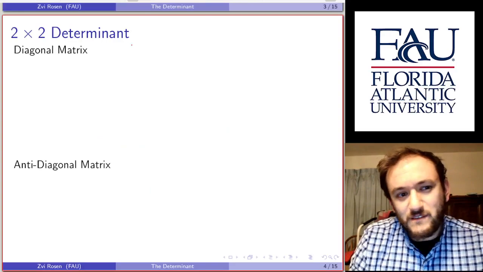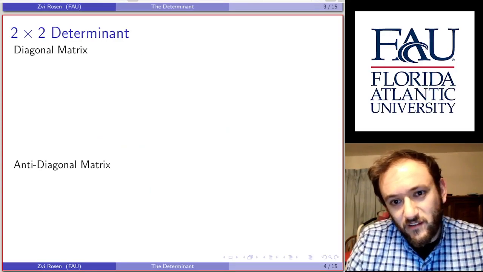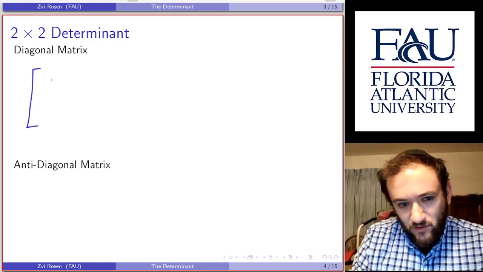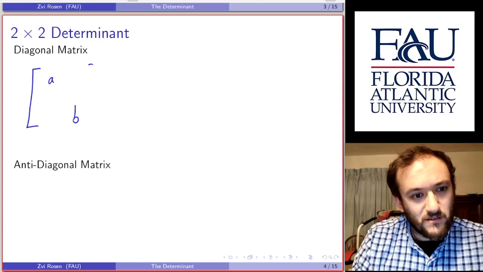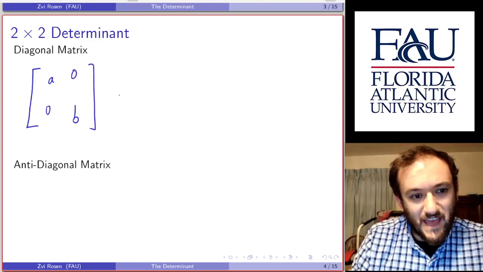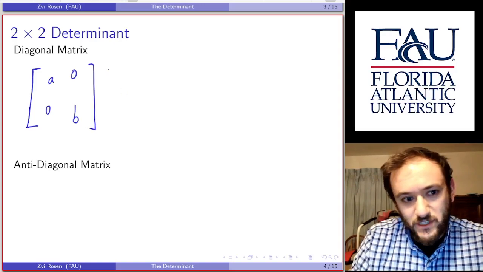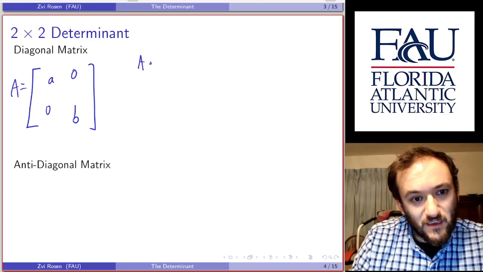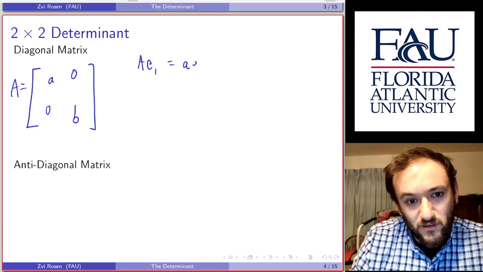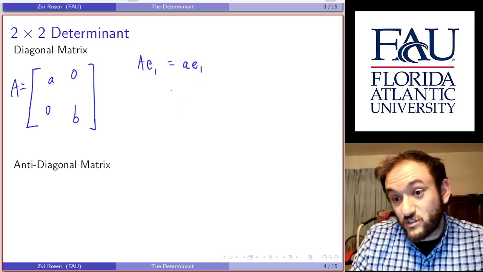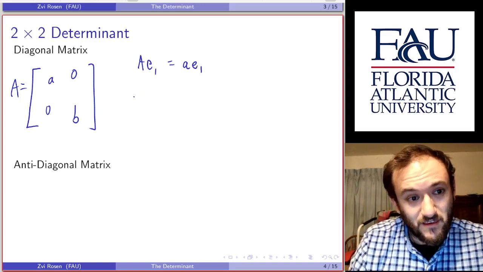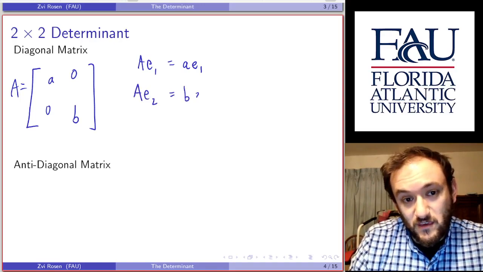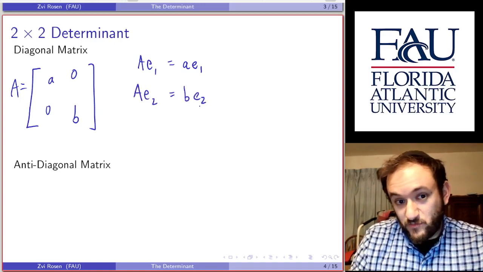Okay, now let's think about a 2 by 2 determinant, and we'll think about it one case at a time. So we saw an example of a diagonal matrix. The way this acts is that when you plug in E1, so if this is my A, then AE1 is equal to little a times E1. So you stretch the first unit vector by A, and A times E2 is B E2. So you stretch the second unit vector by B.